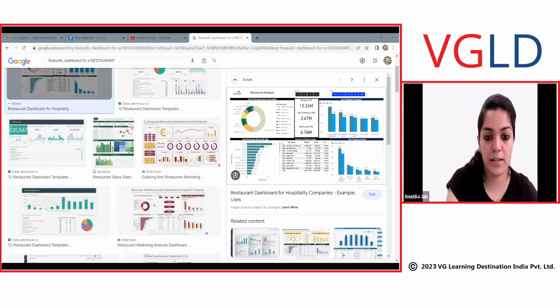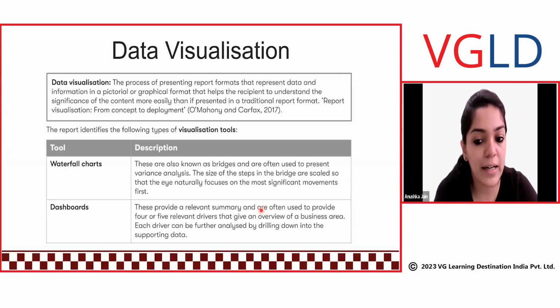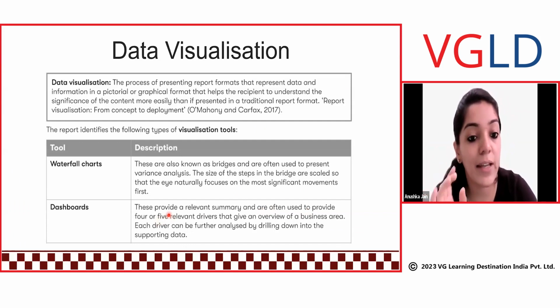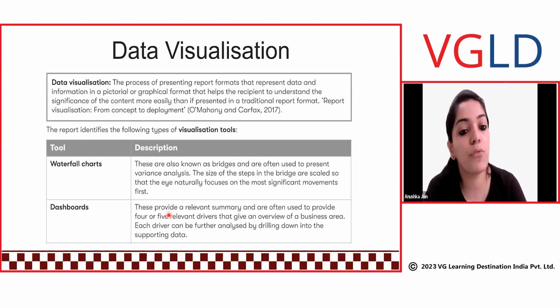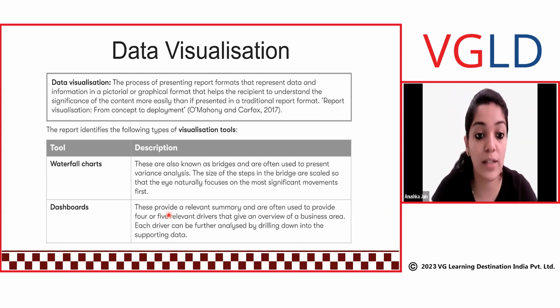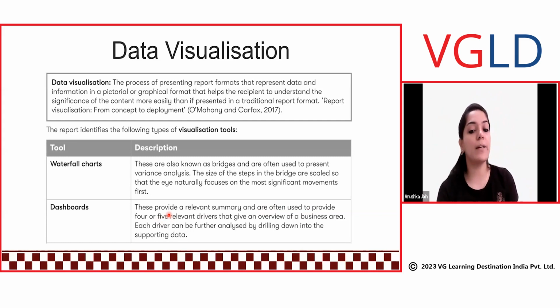Now with this in mind, let us read it. These provide a relevant summary and are often used to provide 4 or 5 relevant drivers that give an overview of a business area. Then how many customers you sold to, what are the number of units you sold, what is the best food item in your restaurant, what is the sales of that product month on month. So 4 or 5 relevant drivers that give an overview of the business area.